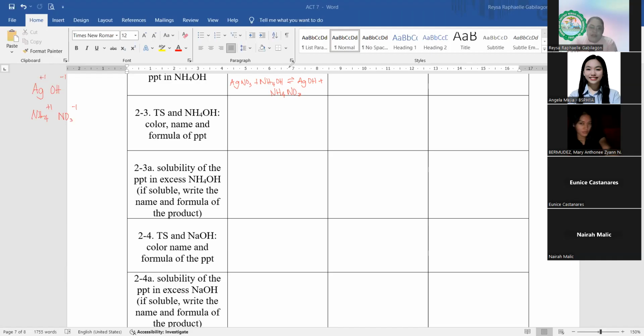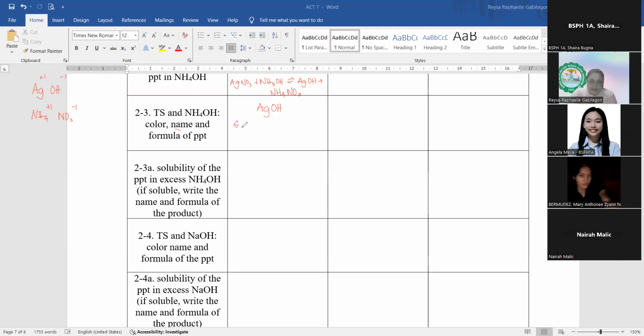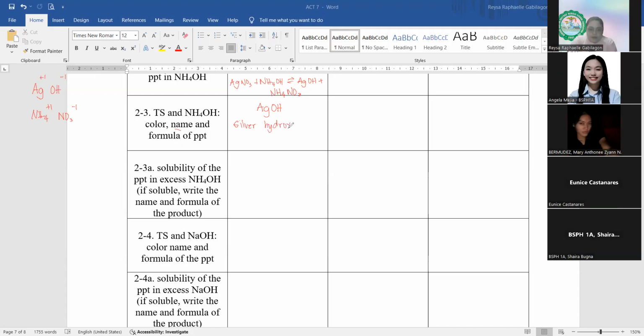So, yung ating precipitate dito is AgOH. How do you call AgOH? What is the name? Kasi andyan na yung formula. Yes, Shaira, what is the name? Silver hydroxide po. Okay, very good. This is silver hydroxide. I hope tama na inyong answer din ha.